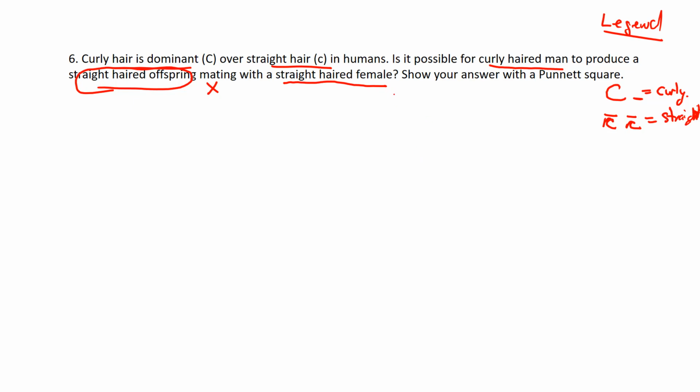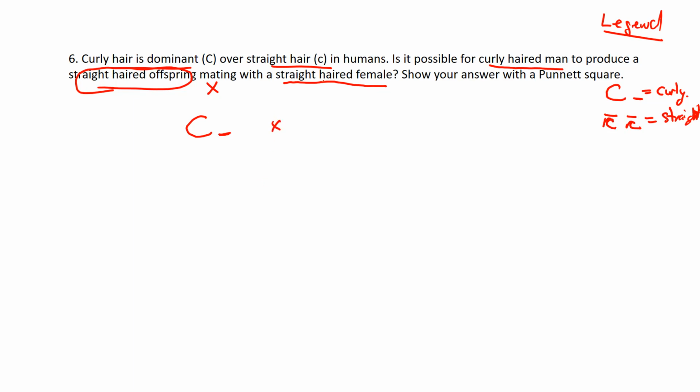So step 2, underline both the parents. Now this question is a little bit different because they put an offspring in the middle of it, but still you want to underline those two parents. Tell me their genotypes now. So the curly haired male, he has to have a capital C. But because this doesn't specifically tell me if that curly haired male is homozygous or heterozygous, we have to just put a line in here for now. We can't tell what it is.